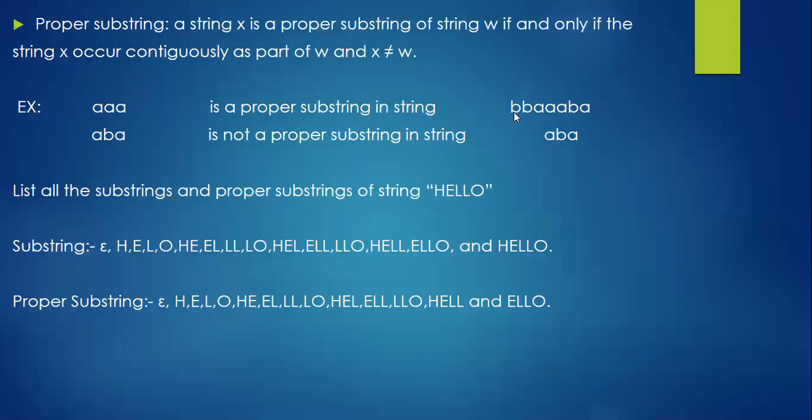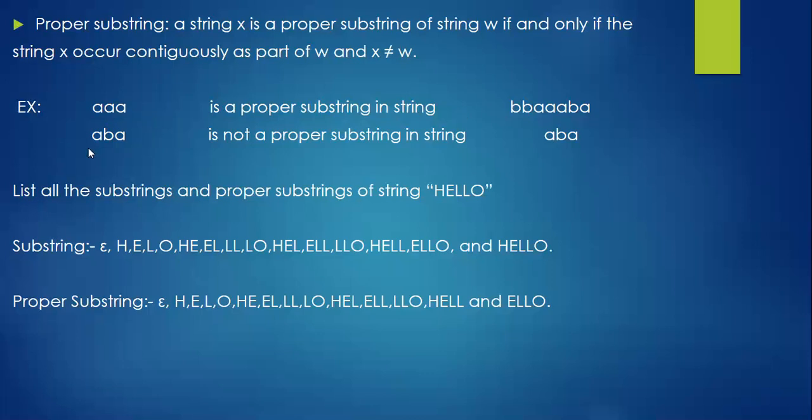What we have? See here BB AAA BB. If you consider this as x, if you consider this as w, whether both are equal, no, they're not. But in the middle of w, we are getting a continuous version of x exactly. So we can call triple A a proper substring of double B, triple A, and BA.